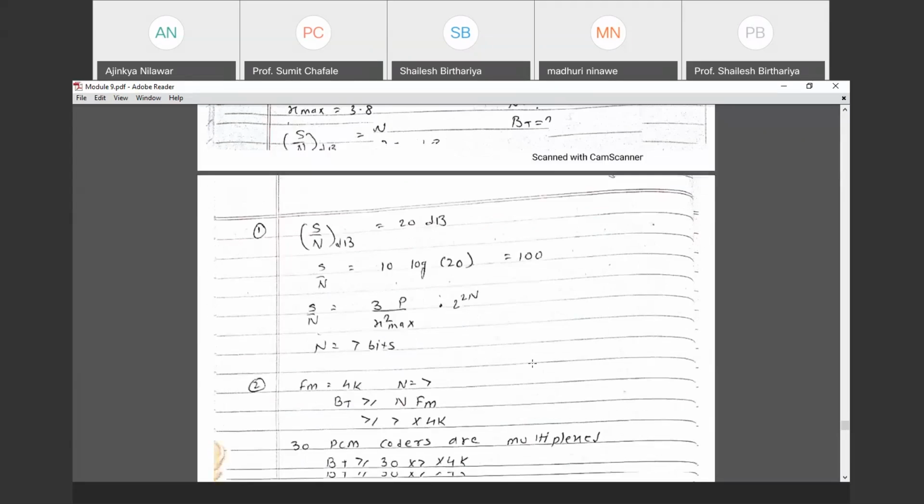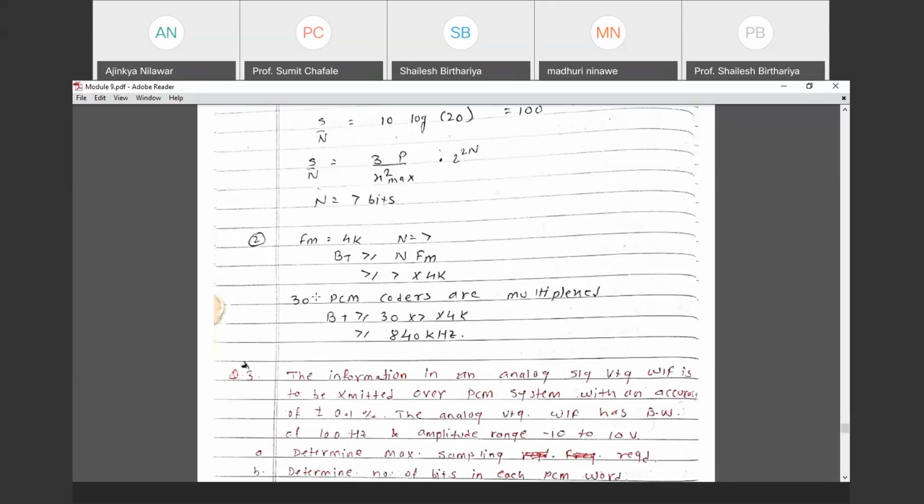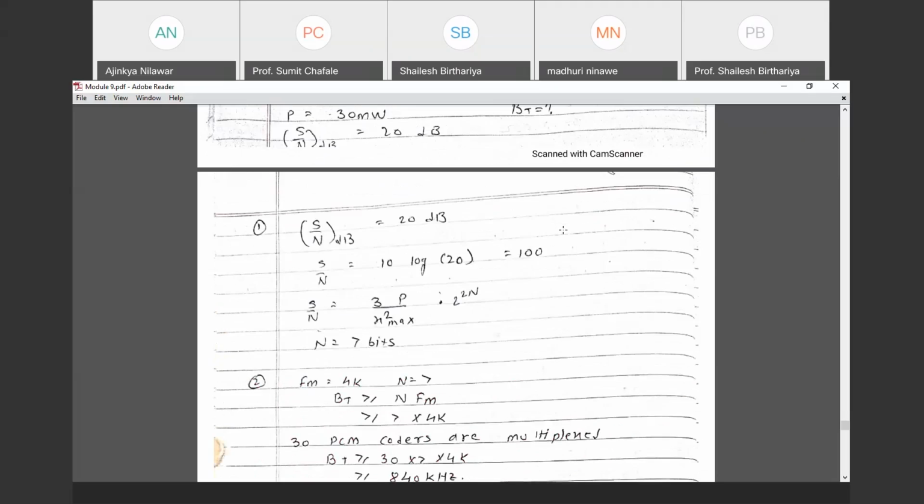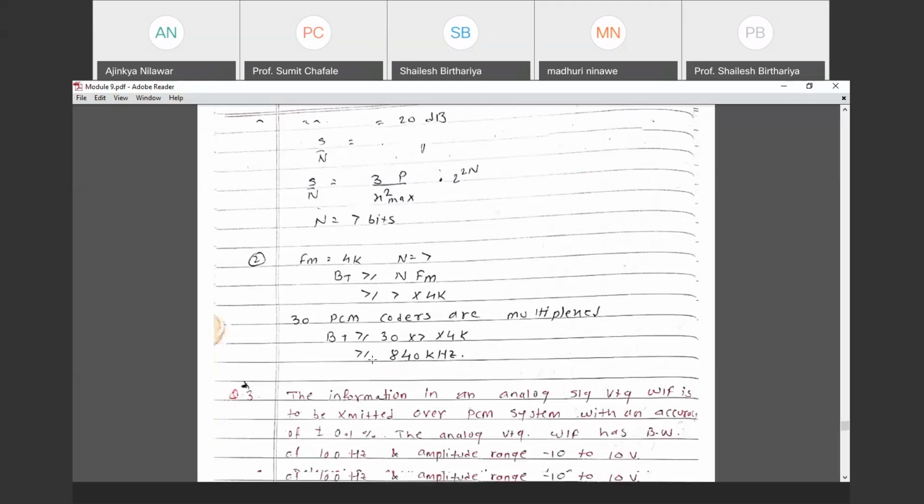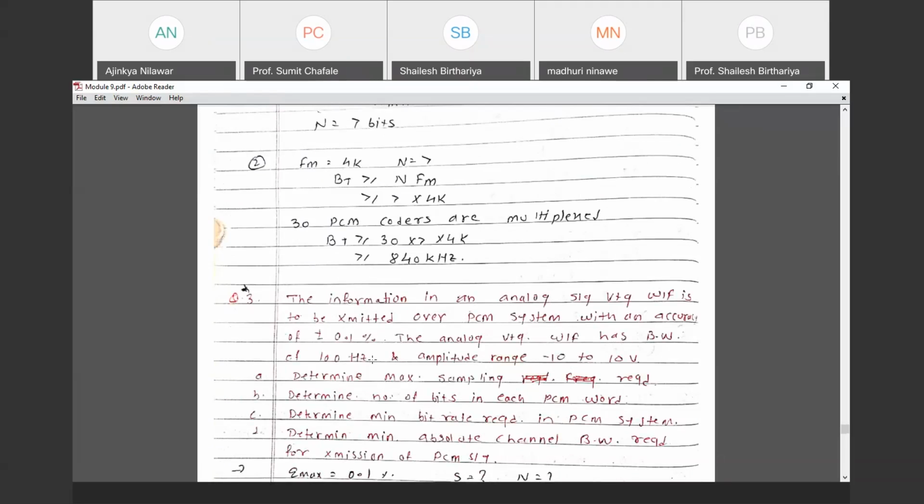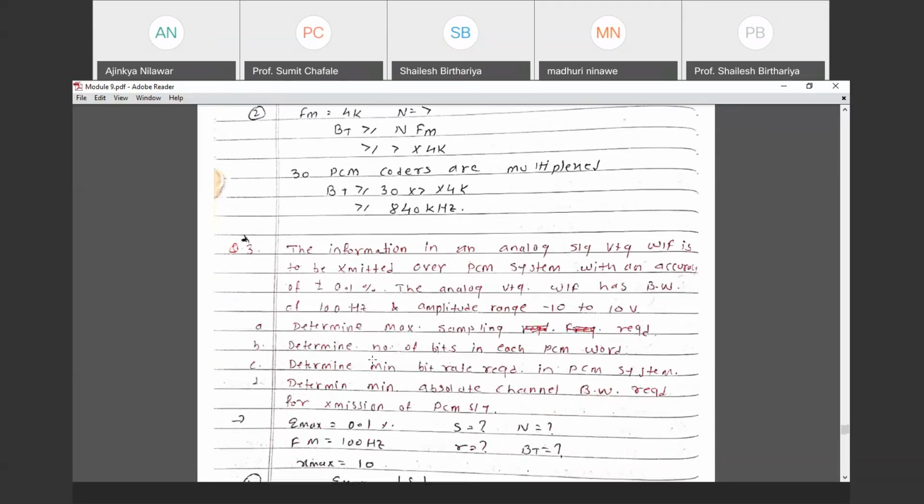And this 7-bit information is used for 30 PCM coders. For that purpose, we require a bandwidth of 840 kilohertz. If you see here, they are asking directly about bandwidth. So what first step do you have to calculate? By putting these values in, you have to calculate your bandwidth. So most of the time in GATE, bandwidth calculation numericals are there.